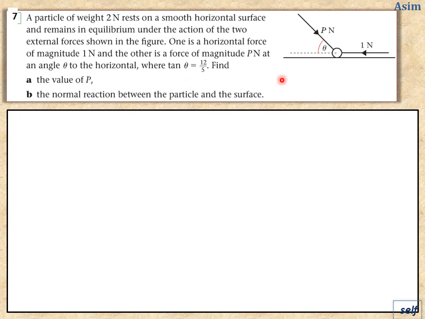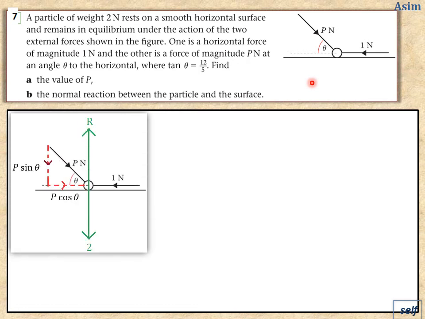Same thing here. Try to do it on your own. You will see the diagram now, the forces. So please make a note. In this question they already gave you the weight. Weight is 2 Newton. So don't write 2g now. It's not mass. It is already 2 Newton.